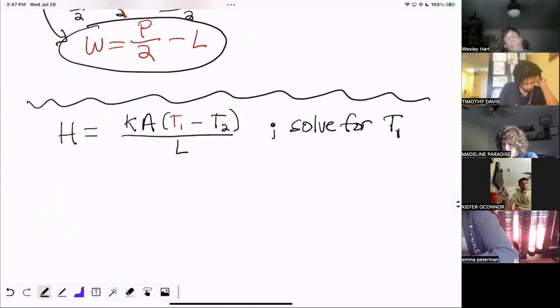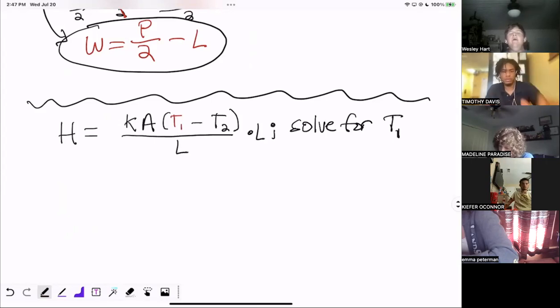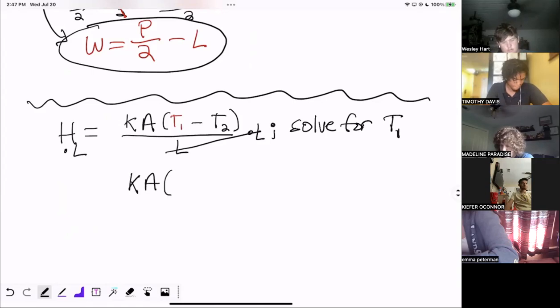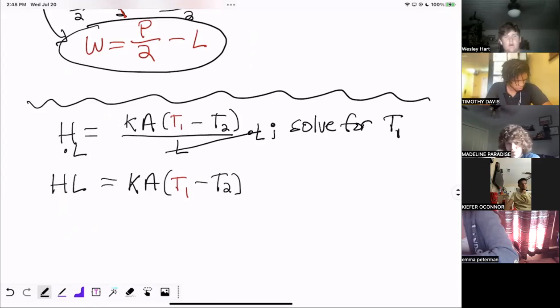All right, very first thing you should do. Well, we cannot get to P sub 1 until we get rid of L. L is like my whole denominator. So I need to multiply both sides by L, because that will cancel and I'll be left with little k, big A, and then I have my P sub 1 minus P sub 2, and this would just be HL or LH. Usually you go alphabetical order. Doesn't really matter.